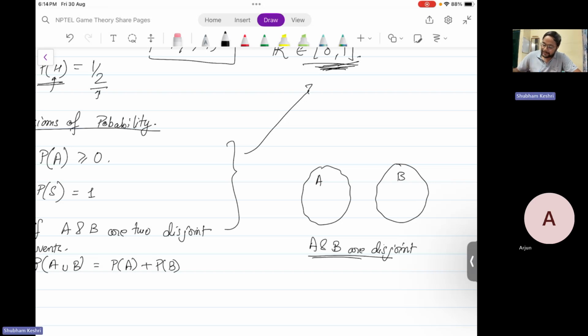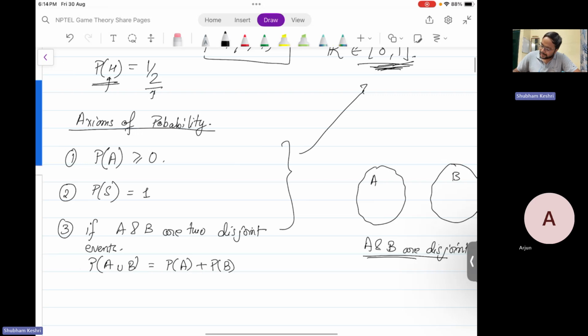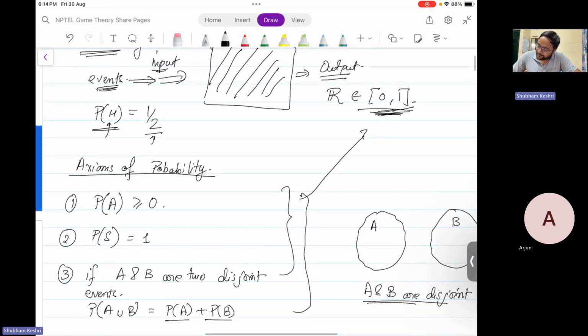Therefore, when two outcomes are disjoint, the probability of A union B is given by probability of A plus probability of B. Now, what I was saying is, when you specify these three axioms of probability, you don't need to specify the range of the probability function. This will be automatically satisfied when the three axioms are satisfied.